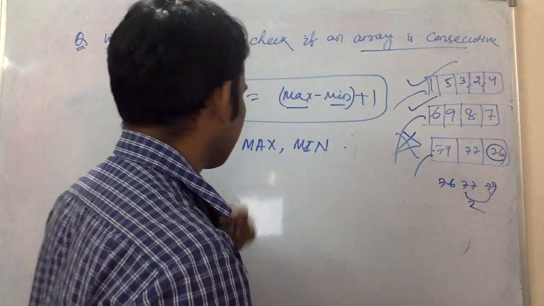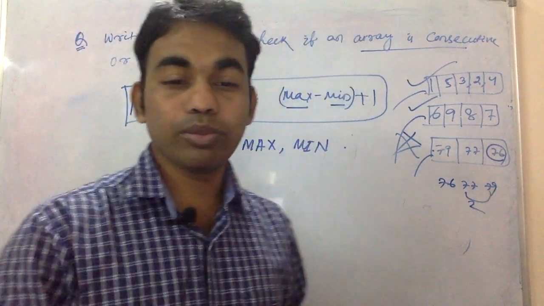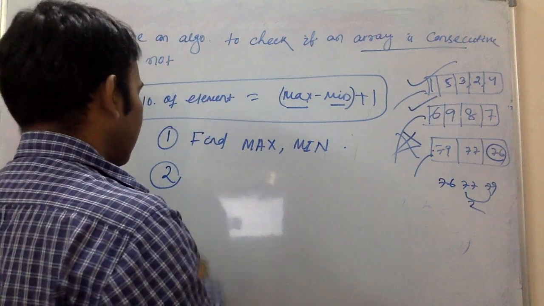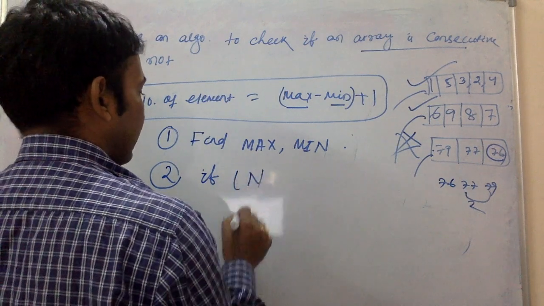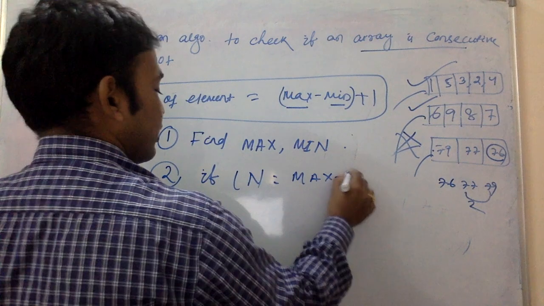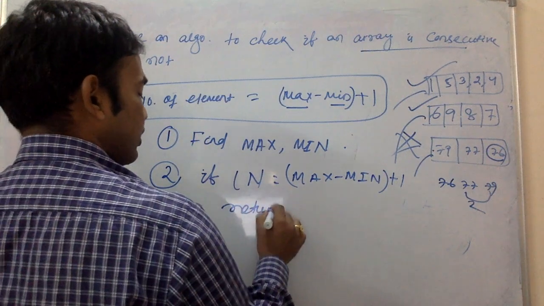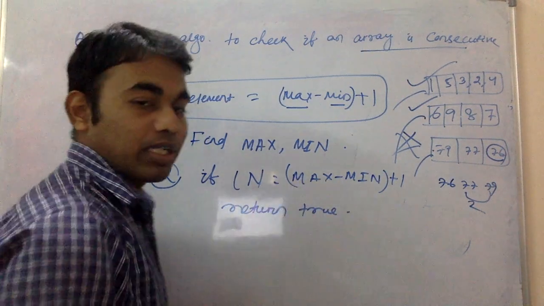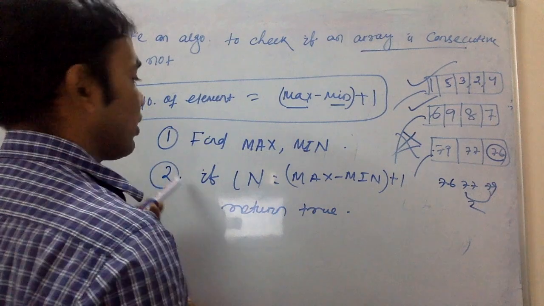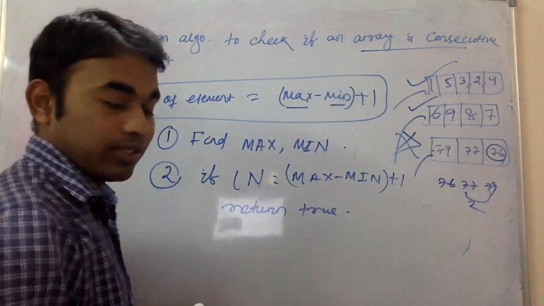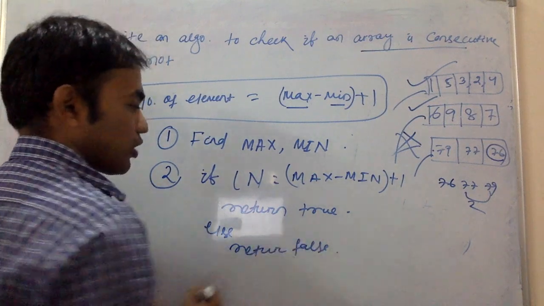After finding the maximum and minimum, obviously the number of elements is there, right? So what you need to do is check: if the number of elements n equals max minus min plus 1, then return true, which means this particular array is a consecutive array. Else return false, which means this array is not consecutive.